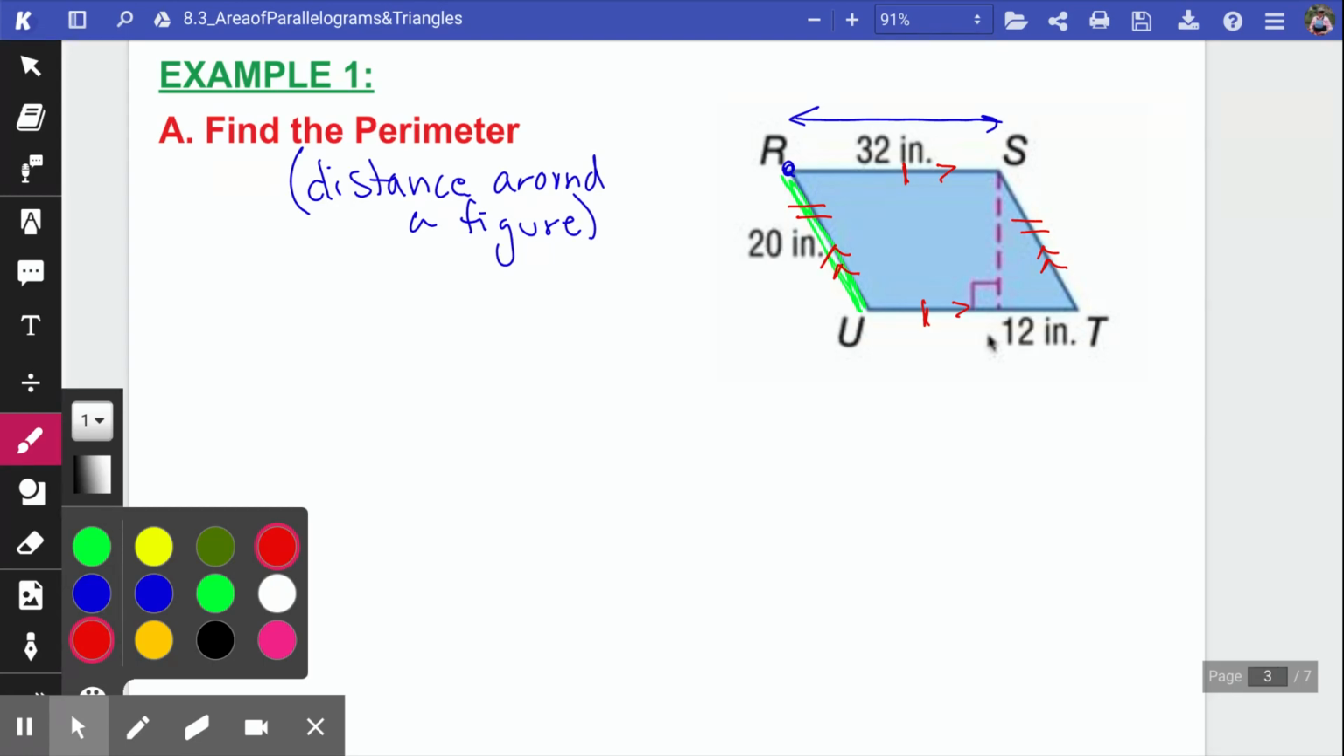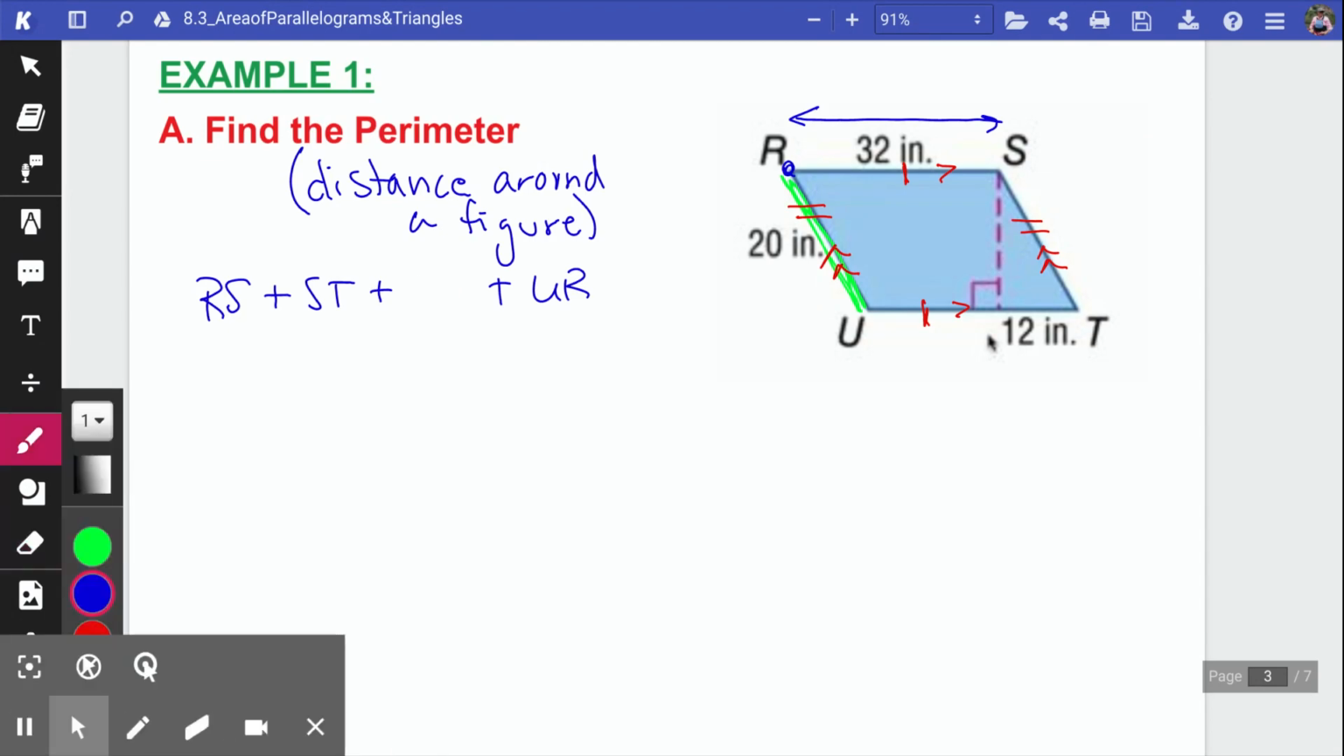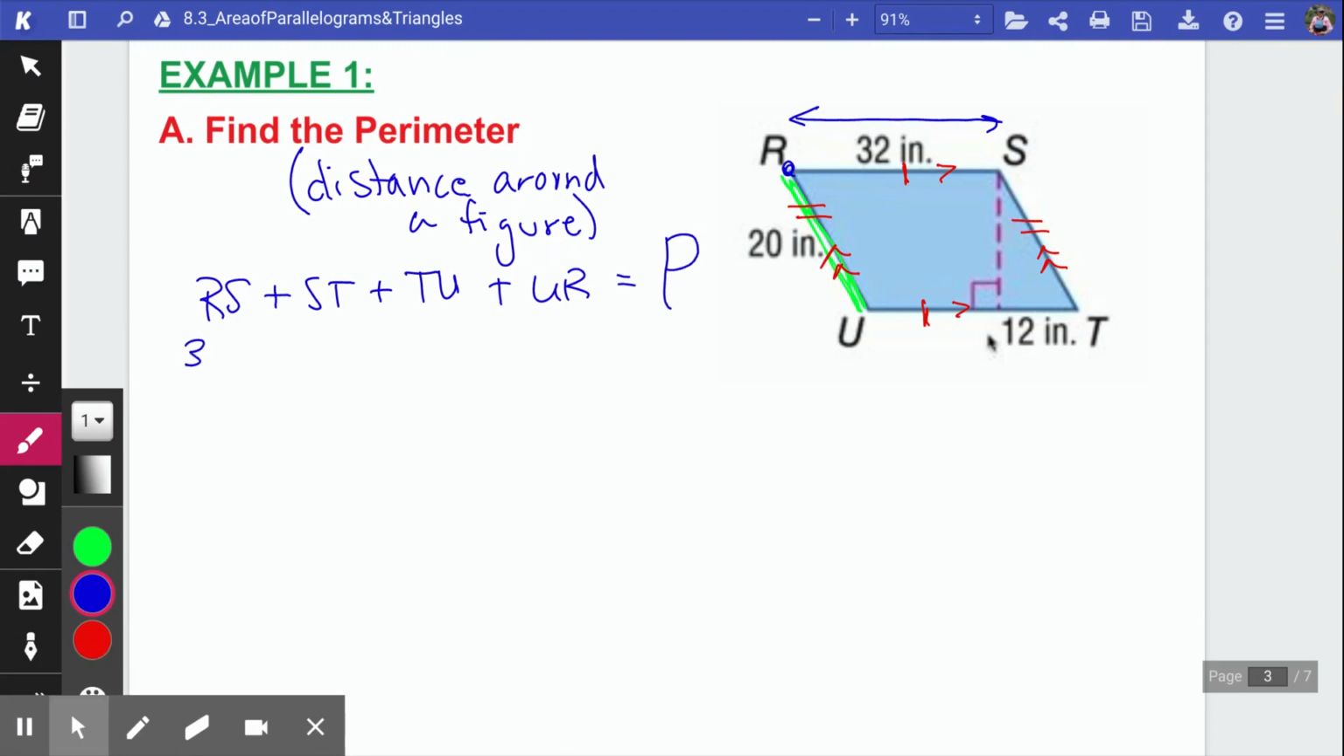So if we want to find the perimeter of this figure, we're just walking around it. It's all those segment lengths: RS plus ST plus UT plus UR, and that will equal our total perimeter. So RS is 32, ST, because it is opposite the side of RU, is also 20. TU, because it's opposite the side of RS, is 32.